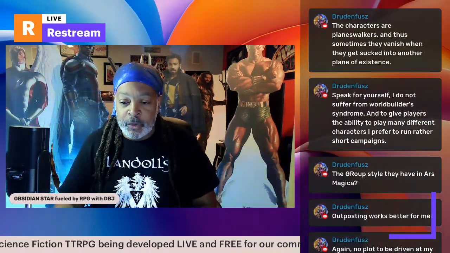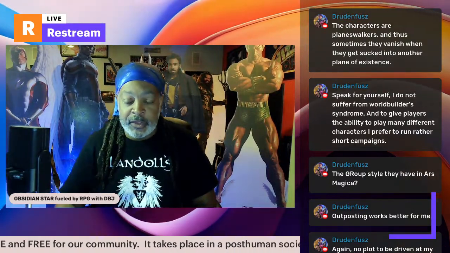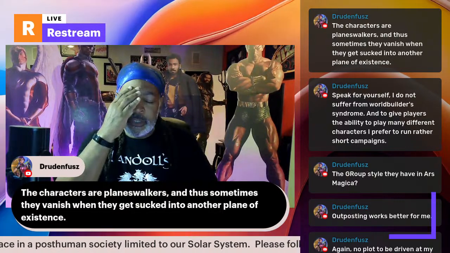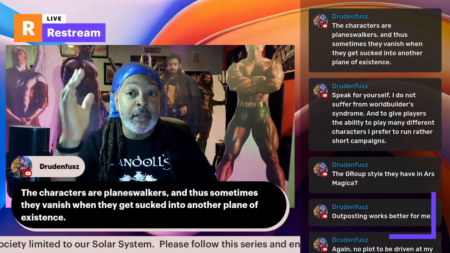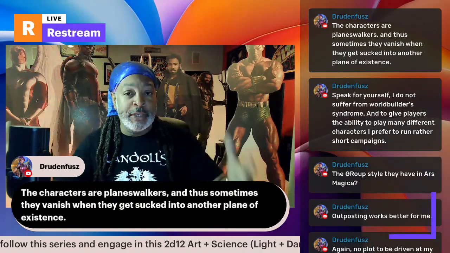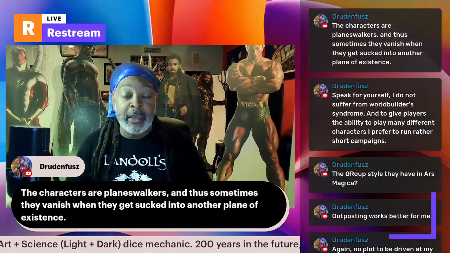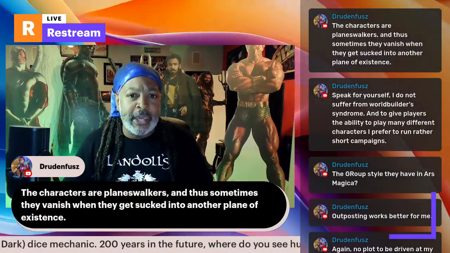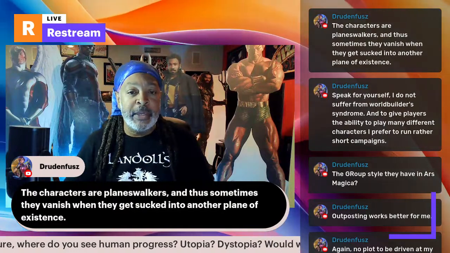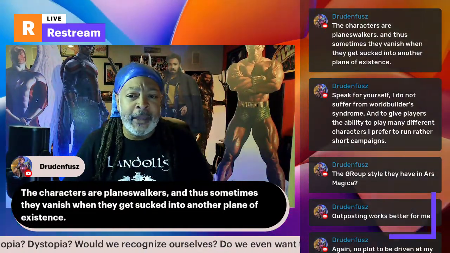Drew says the characters are plane walkers, and thus sometimes they vanish when they get sucked into another plane of existence. Exactly. And in the role-playing game Invisible Sun, the real world is a dream, and our mundane world is known as the Gray. Maybe there's something in your game where they are drawn into the real world and they disappear periodically, and everyone knows, oh no, they got sucked away.